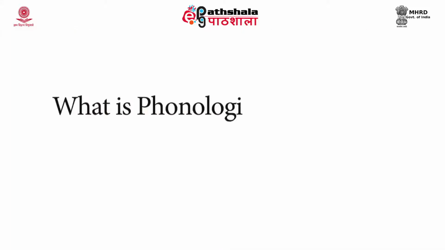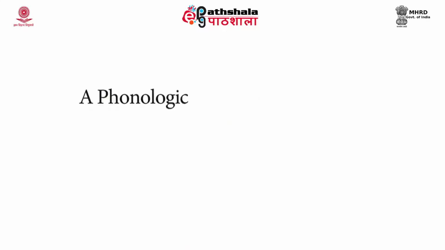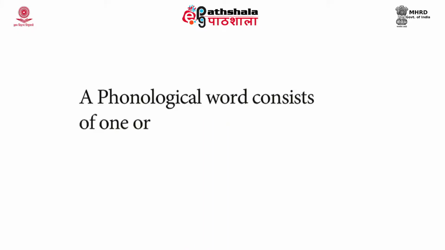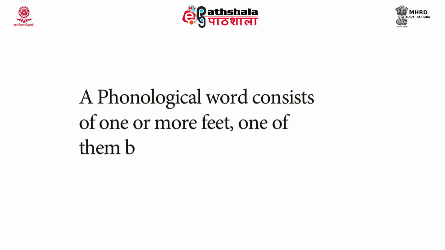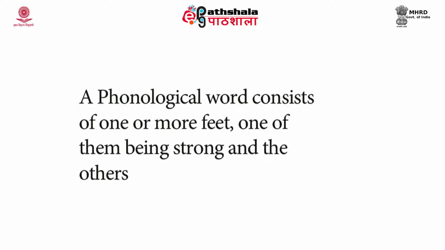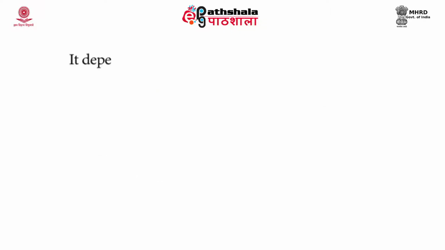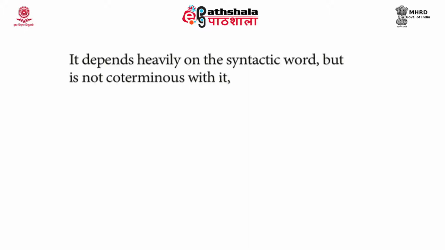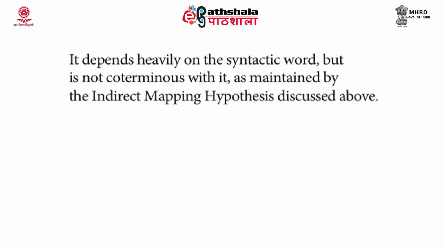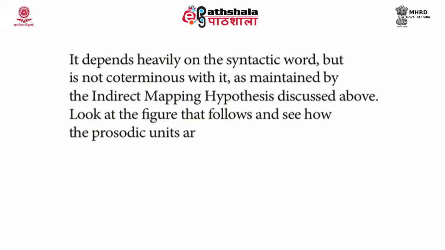To begin with, we have the phonological word. What is a phonological word? We define a phonological word as a category that consists of one or more feet, one of them being strong and the others, if any, being weak. Now, the phonological word depends heavily on the syntactic word, but is not coterminous with it, as maintained by the indirect mapping hypothesis discussed in the last module.